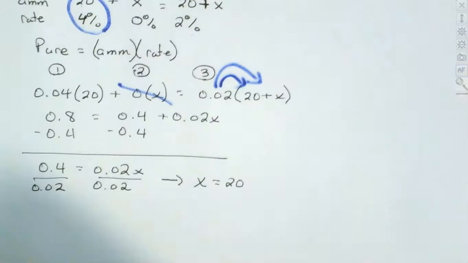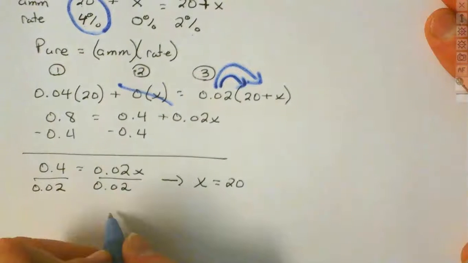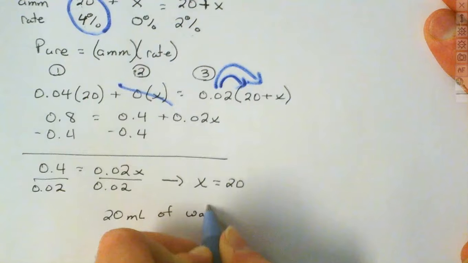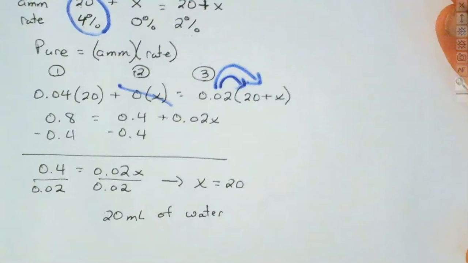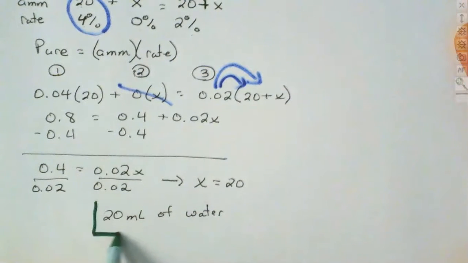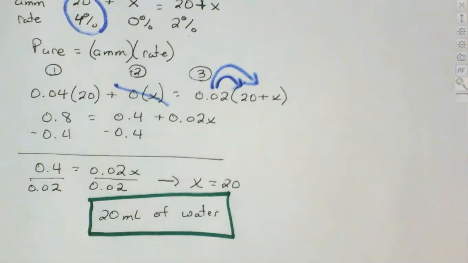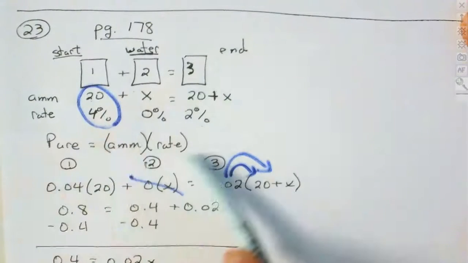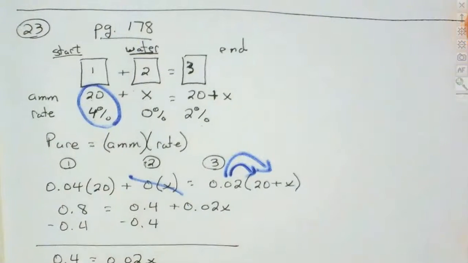So what does that 20 represent? In this case, it is going to be in milliliters. So it's 20 milliliters of water. So I need to add 20 milliliters of water, and that is going to dilute it down to give me a 2% solution. The setup is where students struggle the most, at the very top. How I get to this. This is where students struggle, right here.